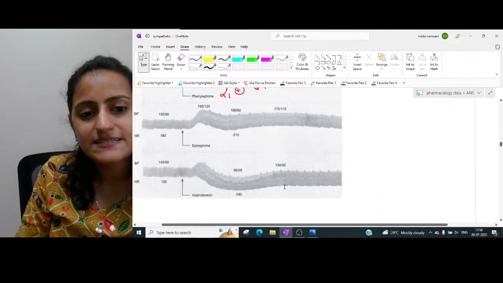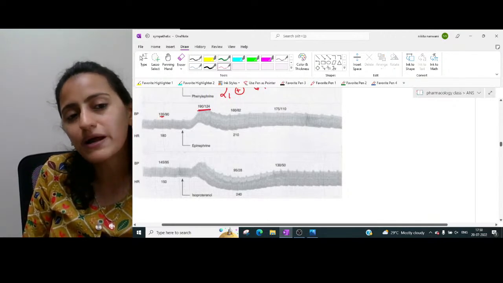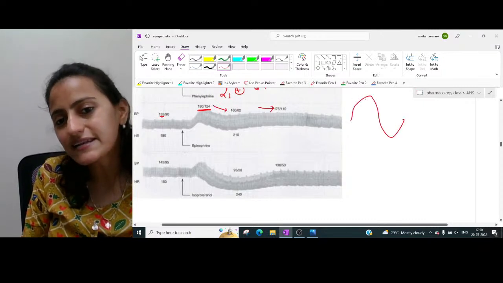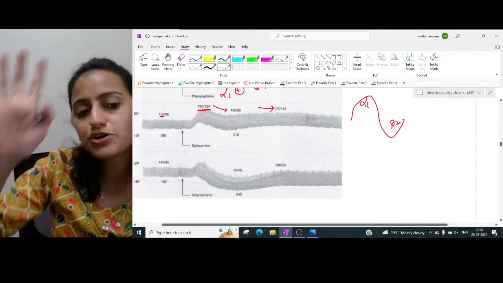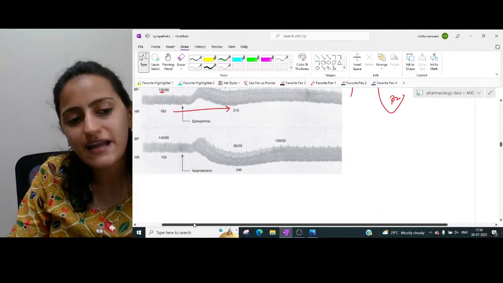Epinephrine is increasing the blood pressure from 135 to 190, and then there is a decrease also. There is an increase and a decrease, the alpha 1 action and the beta 2 action. So you will see both, and the heart rate is increasing. There is beta 1 action also.